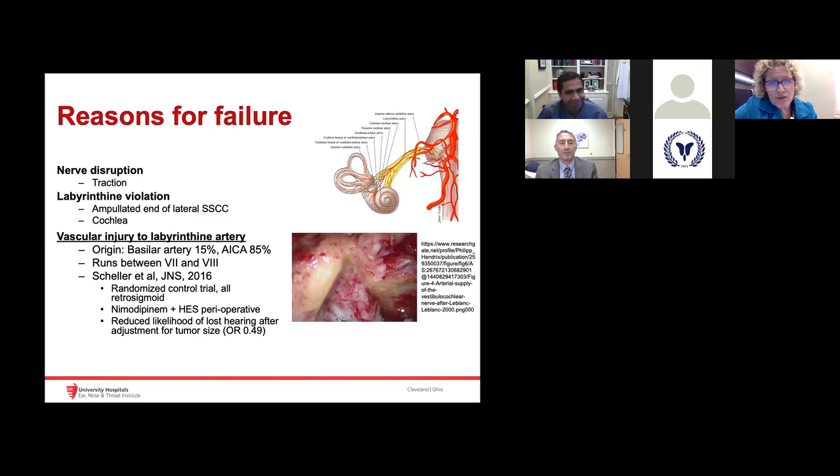Certainly, another technical problem is if you drill into your ampulla, into the labyrinth or into the cochlea, that is going to cause them to lose hearing.